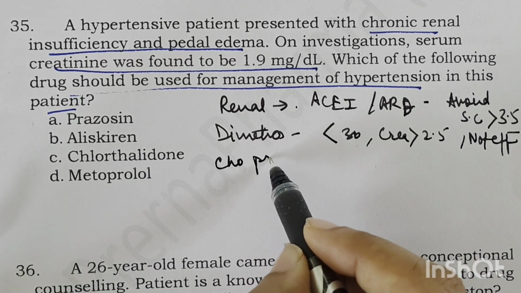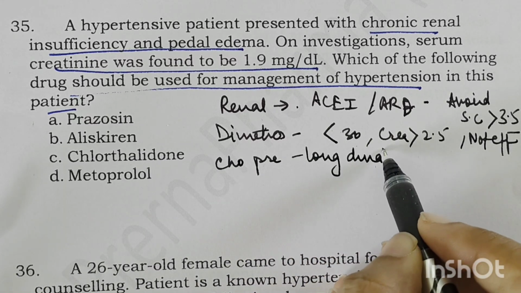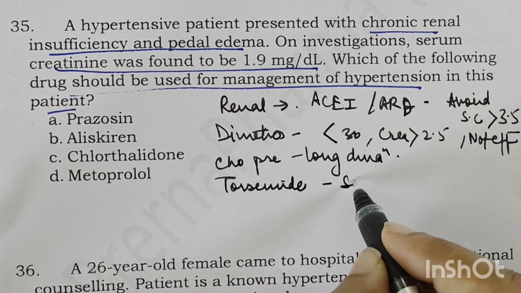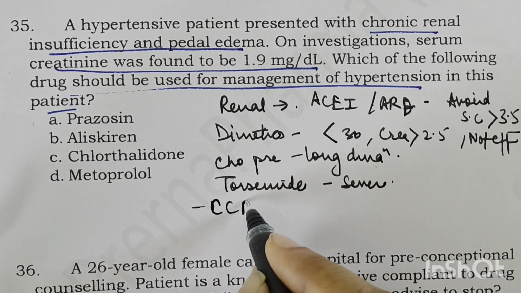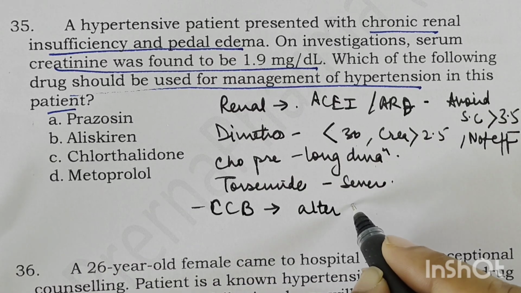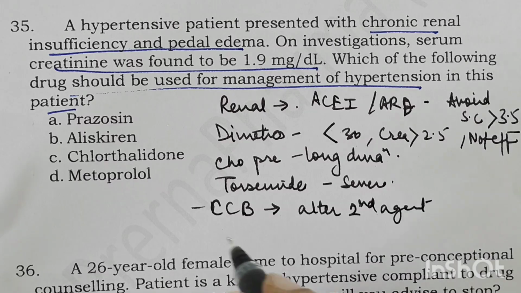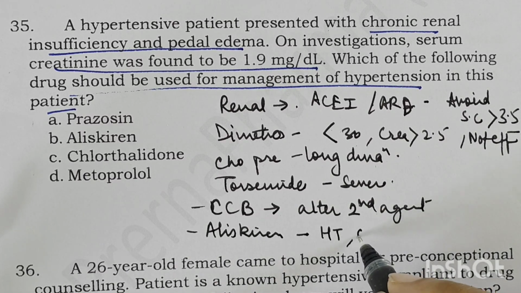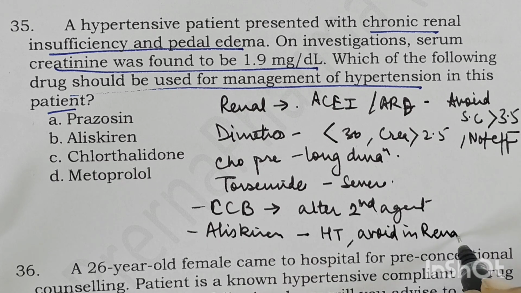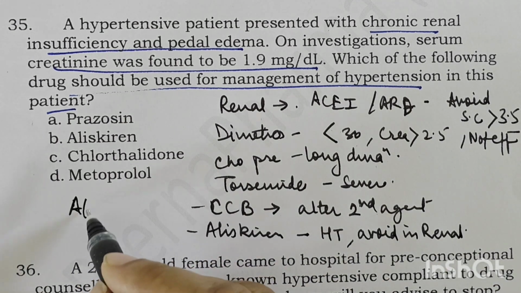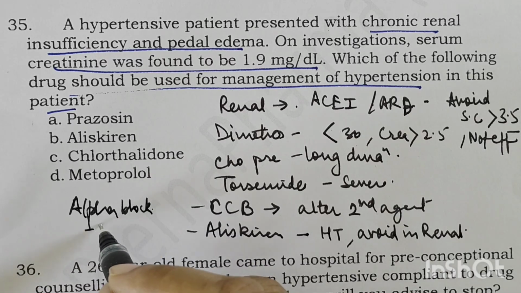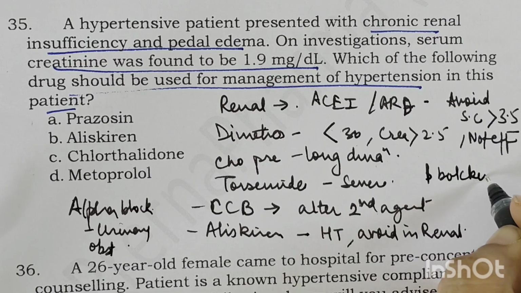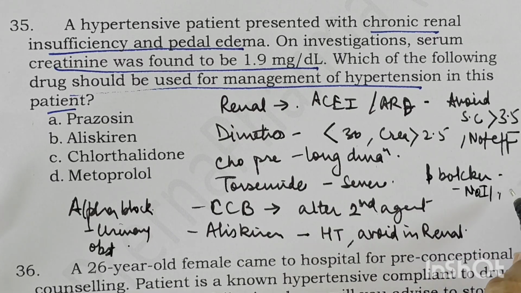Chlorthalidone is preferred because of its long duration of action. Metolazone is also effective in severe renal failure, and torsemide is another loop diuretic that can also be used in severe renal disease. Then we have CCBs, calcium channel blockers. They can be used as an alternative second line agent in renal disease. A renin inhibitor like aliskiren can be used in treatment of hypertension but is avoided in renal disease. Then we have alpha blockers, which are also preferred when there is urinary obstruction. Beta blockers are not indicated as a first line drug and not indicated in renal disease.